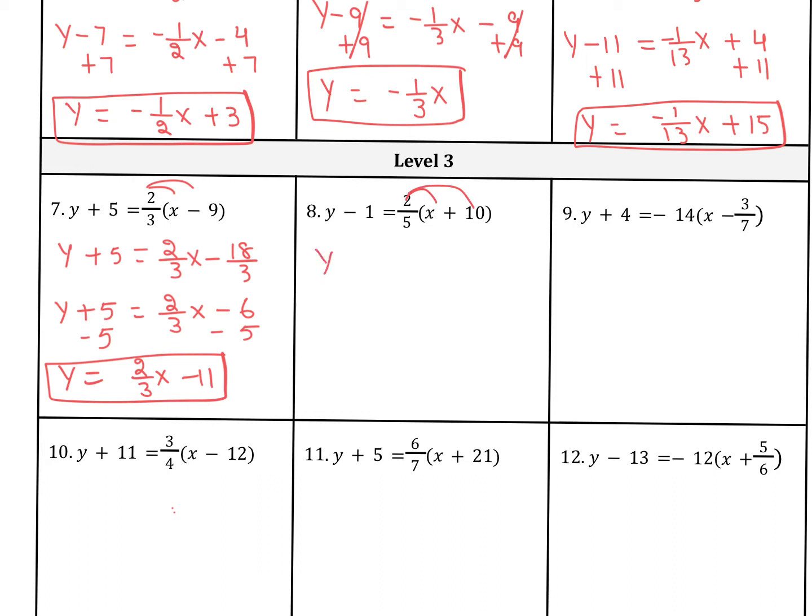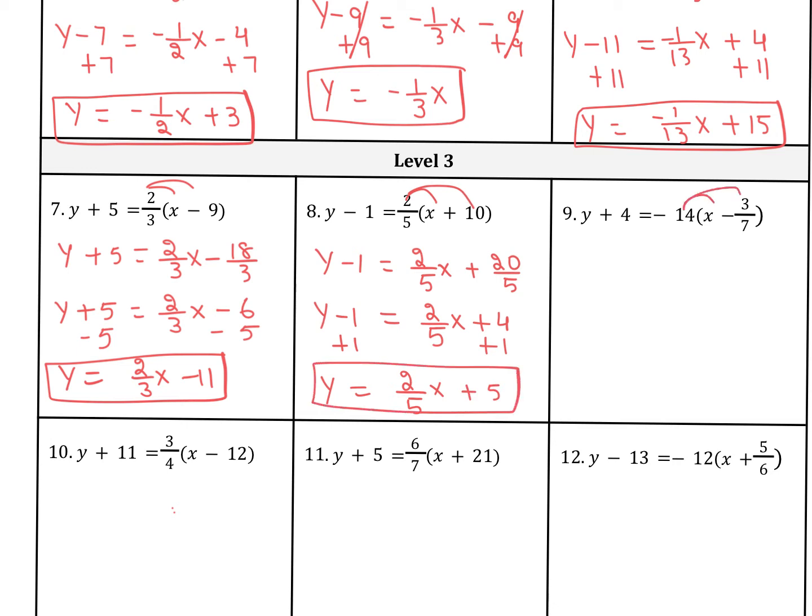Distribute the 2 over 5. You're going to get 2 over 5 x plus 20 over 5. Y minus 1 equals 2 over 5 x plus 4, plus 1. You're going to get y equals 2 over 5 x plus 5.